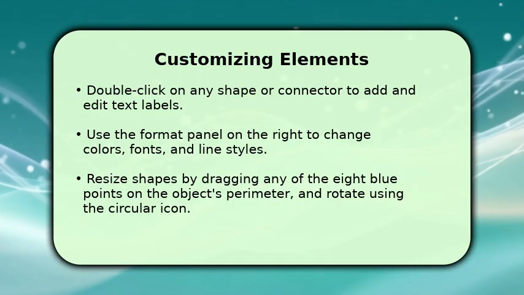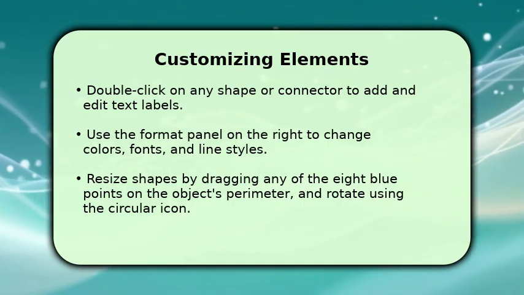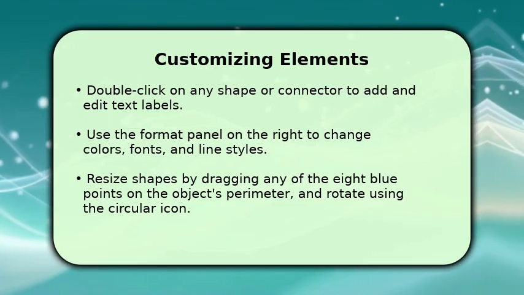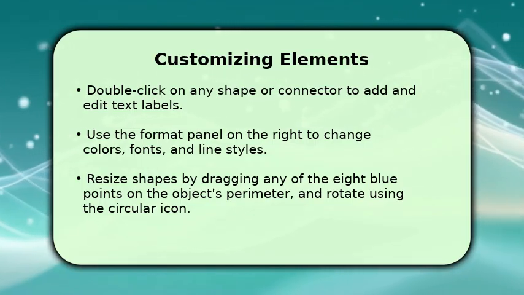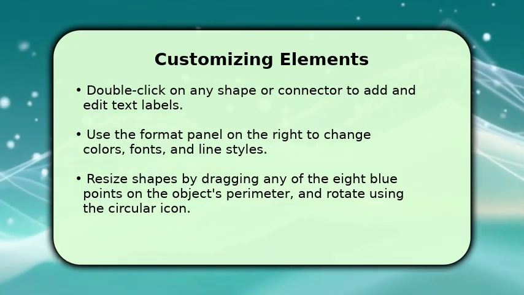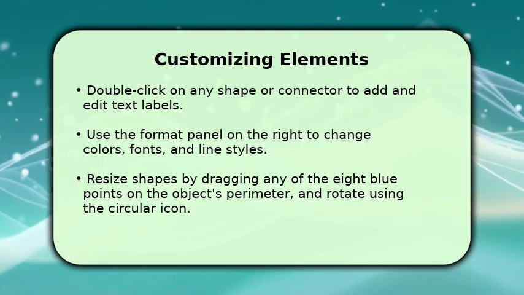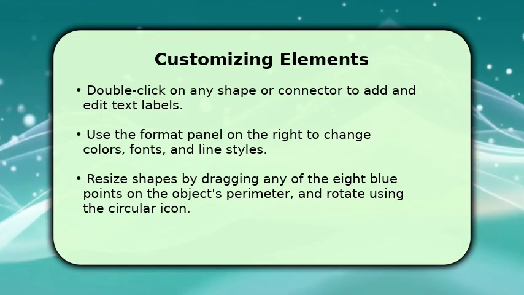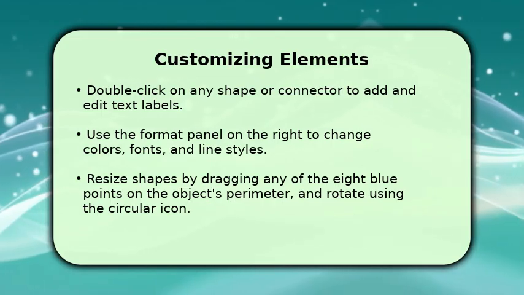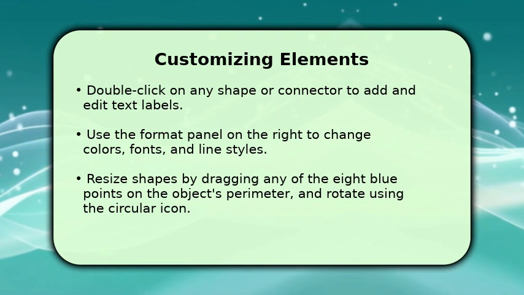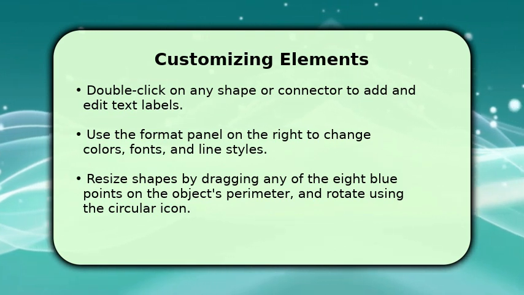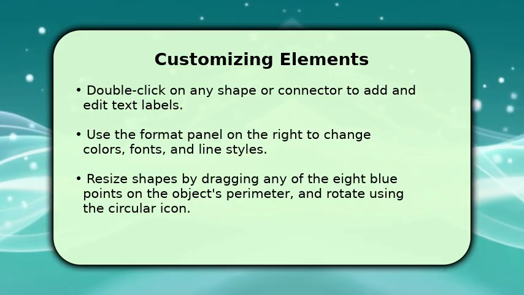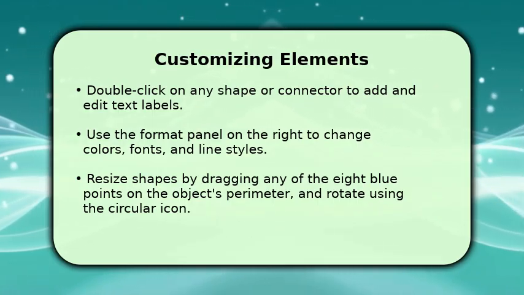Personalizing your diagram is simple and intuitive. To add text, just double-click on a shape or connector and start typing. The Format panel on the right side is your command center for styling. Here, you can easily change fill colors, line thickness, and even the style of your connectors, choosing between sharp, rounded, or curved lines. For text, you can adjust the font, size, and color. To resize a shape, drag one of its 8 blue handles and use the rotate icon to change its orientation, giving you full control over your visual presentation.